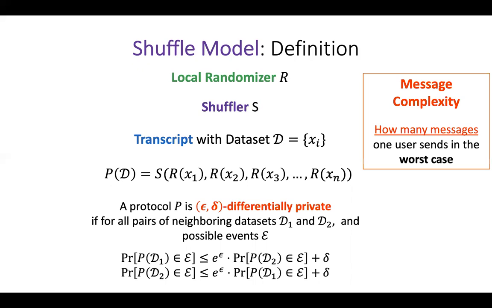Another important measure for shuffle protocols is the message complexity. A user can send more than one message in the protocol. That is, R of x can output more than one item. These messages are treated individually by the shuffler, and after the shuffling, the curator has no idea which messages come from the same user. And the message complexity is how many messages one user sends in the worst case, which will sometimes be important because you don't want a user to send too many messages. This can cause some overflow in the network, for example.